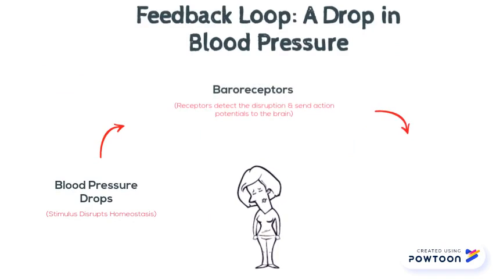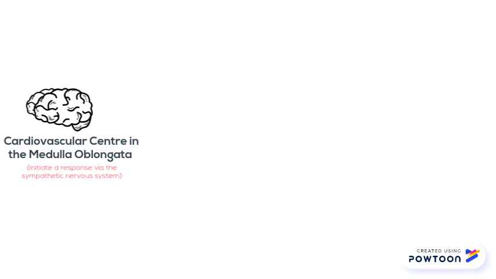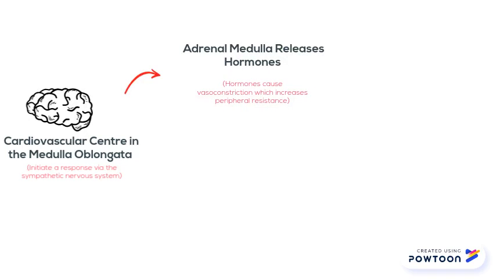Baroreceptors in the walls of the aortic arch and carotid sinus measure blood pressure by detecting stretch in these vessels. These receptors will then send action potentials through nerve impulses to the cardiovascular center in the medulla oblongata of the brain. Once the brain detects the decrease in blood pressure, it will then initiate a response via the sympathetic nervous system. The brain will send action potentials which result in hormones being secreted by the adrenal medulla, which cause constriction of the blood vessels, which will increase peripheral resistance.